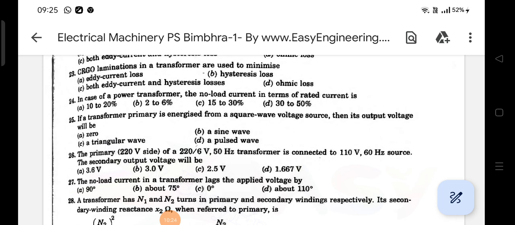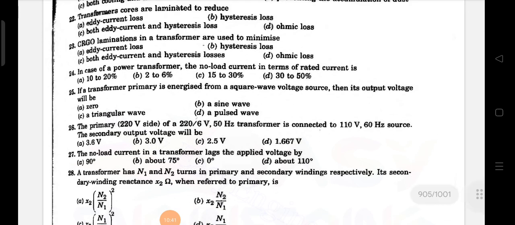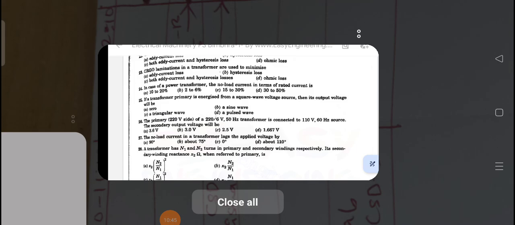Next, the primary voltage of a 220 volts, 220 volts by 6 volts, that is E1 by E2 rating, 50 Hz transformer is connected to a 110 volts, 60 Hz source. The secondary output voltage will be, that means here we need to maintain the voltage ratio constant.